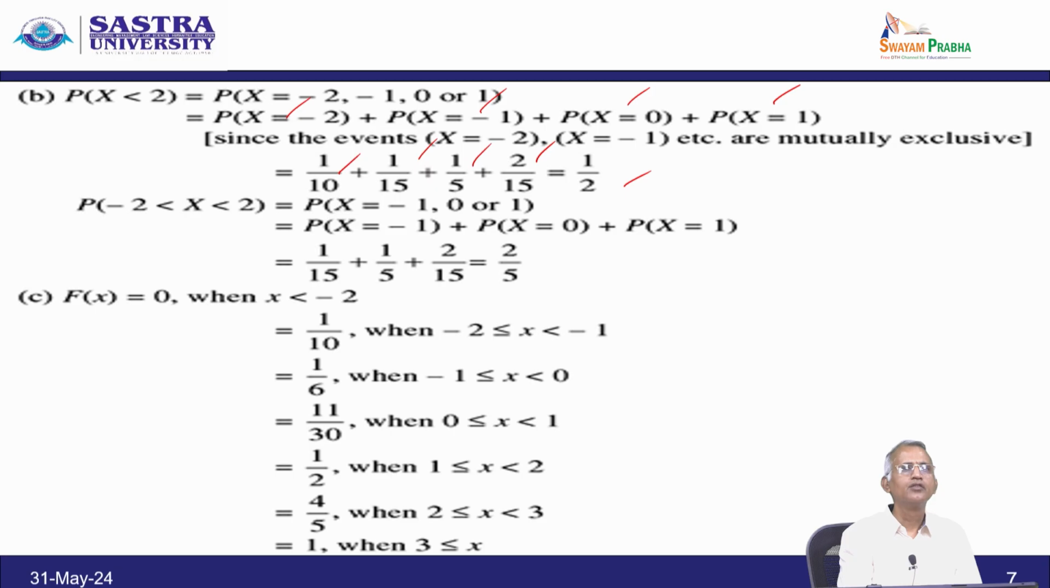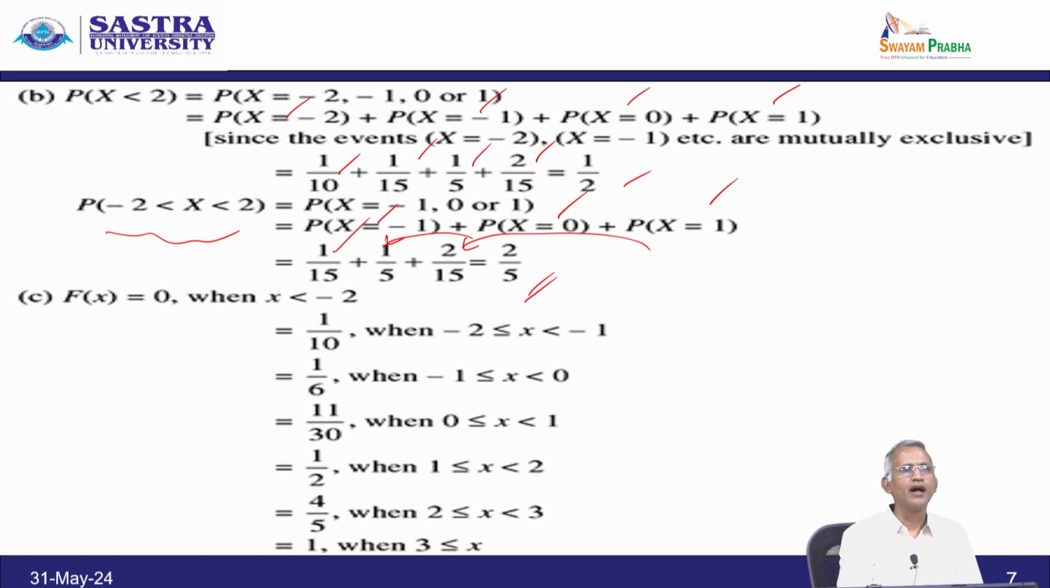Now, to be determined is P of -2 to 2, and the rule is probability of x equal to -1, because x lies between, extreme values excluded, because it is strictly less than. Therefore, it lies between -1, 0 and 1. Therefore, probability of x equal to -1, x equal to 0 and x equal to 1. So, the corresponding values from the table: probability of x equal to -1 is 1 by 15, probability of x equal to 0 is 1 by 5, and probability of x equal to 1 is 2 by 15, and taking the LCM, we get 2 by 5.